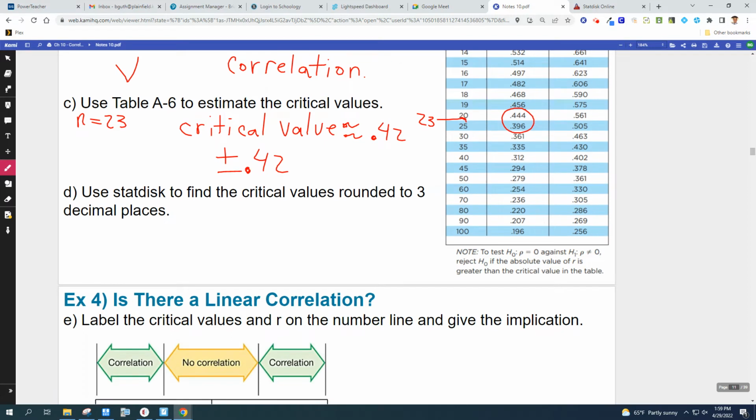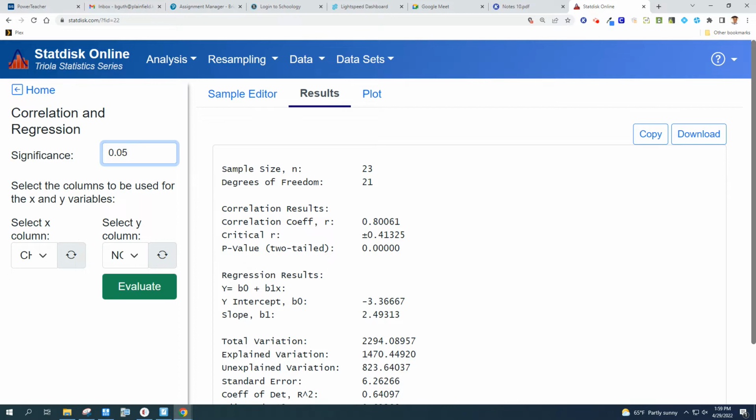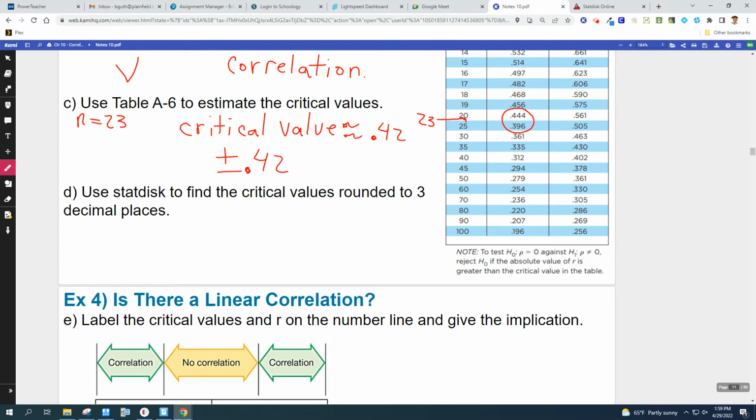This says go to StatDisk to find the critical values. And so back at StatDisk, we noticed the critical value was right here, 0.413. That's pretty close to our estimate of 0.42. So it's plus or minus 0.413. Okay, great. That's better.